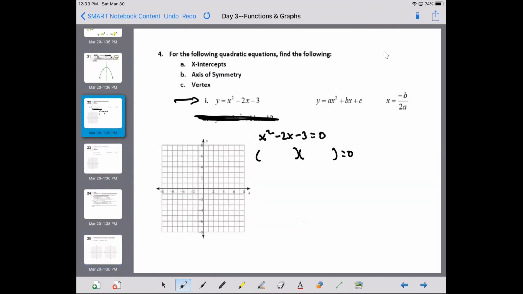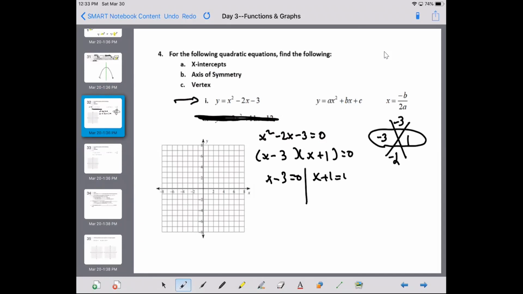So I'm thinking of two numbers that multiply to give me negative 3, but add to give me negative 2. Okay, that's going to be negative 3 and a positive 1. And since a is 1, I'm just going to take my values from these two and set them into my factored form. And then I'm going to set each of these linear factors equal to 0 and solve. So x is negative 1 and x is 3. What does that mean? Well, that means that (3, 0) and (negative 1, 0) are your solutions. So there's (3, 0) and there's (negative 1, 0).